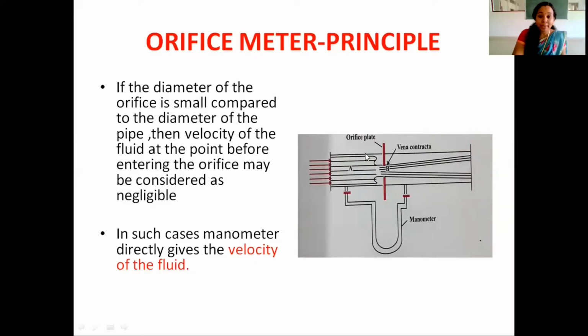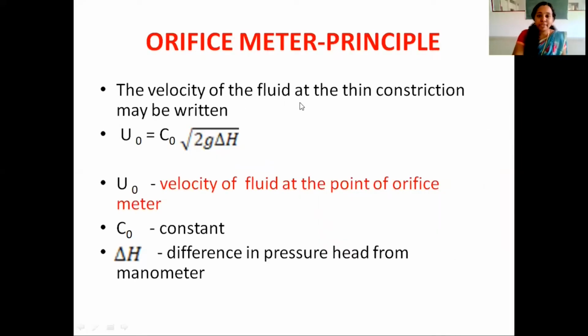If the diameter of the orifice is small as compared to the diameter of the pipe, then the velocity of the fluid at the point before it enters into the orifice will be considered as negligible. In such cases, this manometer reading directly gives the velocity head. We can determine the velocity of the fluid that is passing through that thin constriction using this equation: U0 equal to C0 root of 2g delta H.